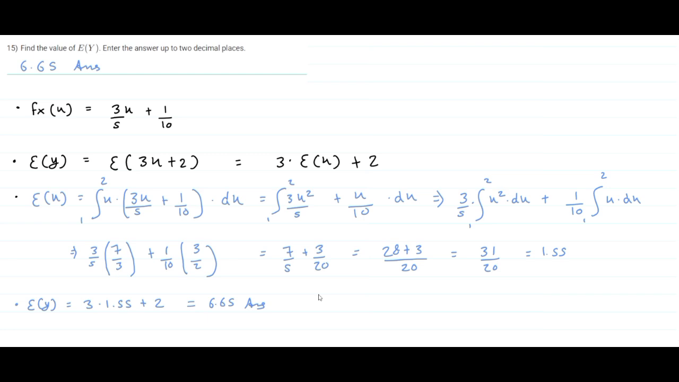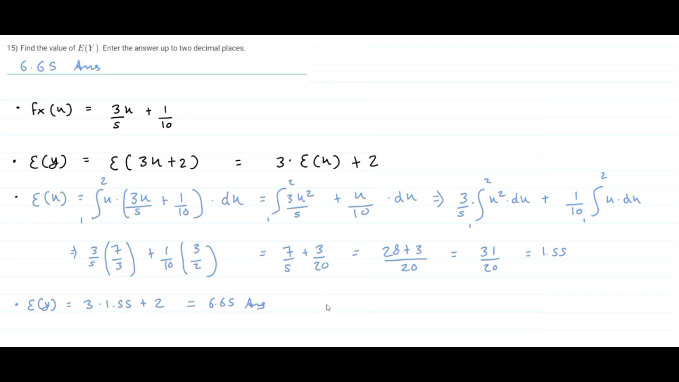So there is one easier method to do this: we can find the expectation of x, and later, since y is given as 3 times x plus 2, the expectation of y will be equal to 3 times the expectation of x plus 2. So if we find the expectation of x, the value that we are going to get is 1.55. Now the expectation of y will be 3 into 1.55 plus 2, which is 6.65.